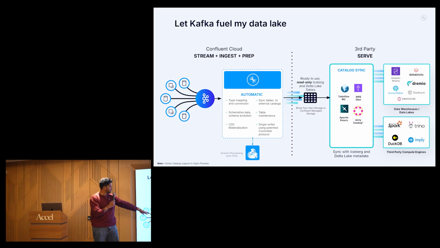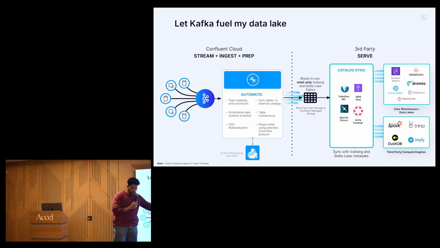Type mapping and conversion: taking your Kafka data and using the schema you provided in Schema Registry, we create the Parquet files. So we take care of schematization of data, schema evolution, and there is support for CDC materialization. And automatically, once you configure your catalog in Confluent Cloud, you will get this data in these tables in your catalog syncs as well, where you can just go and explore and run your queries.